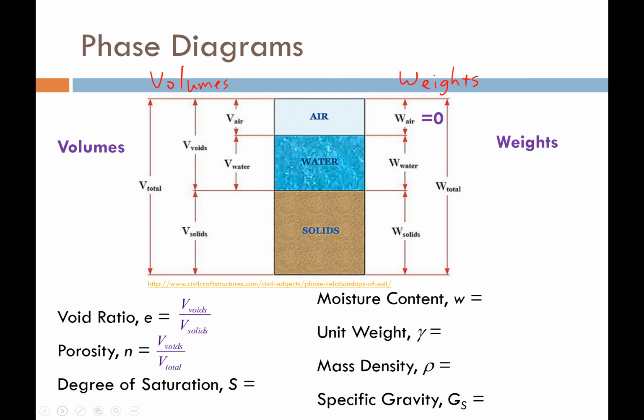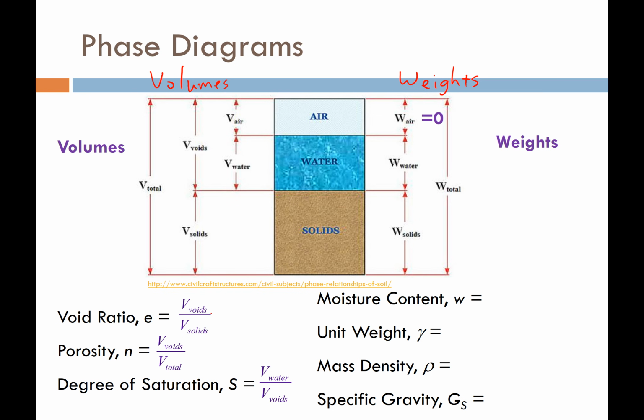Related to the void ratio is a term called the porosity. This is simply the volume of the voids divided by the total volume. So it's a little different than the void ratio, but still related to it. Next, we have the degree of saturation, which is the volume of the water divided by the volume of the voids. So this is a term that ranges between 0 and 100%, or 0 and 1. So if all of the voids are filled with water, then the degree of saturation equals 1. If there's no water at all in the soil and all of the voids are comprised of air, then the degree of saturation is 0.